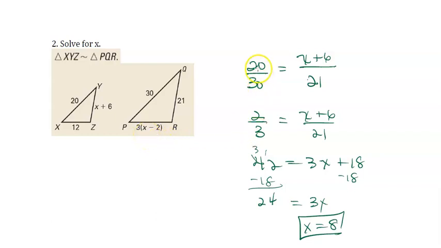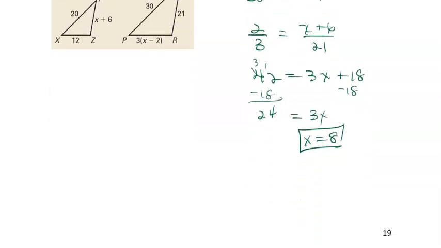Okay, so why don't we reduce 20 over 30 to 2/3? So do your cross products. 2 times 21 is 42, and 3 times x plus 6 is 3x plus 18. Subtract 18, and you're left with 24 equals 3x. Isolate the x by dividing both sides by 3, and we get x equals 8. So that's all good, and I've solved for x accordingly.